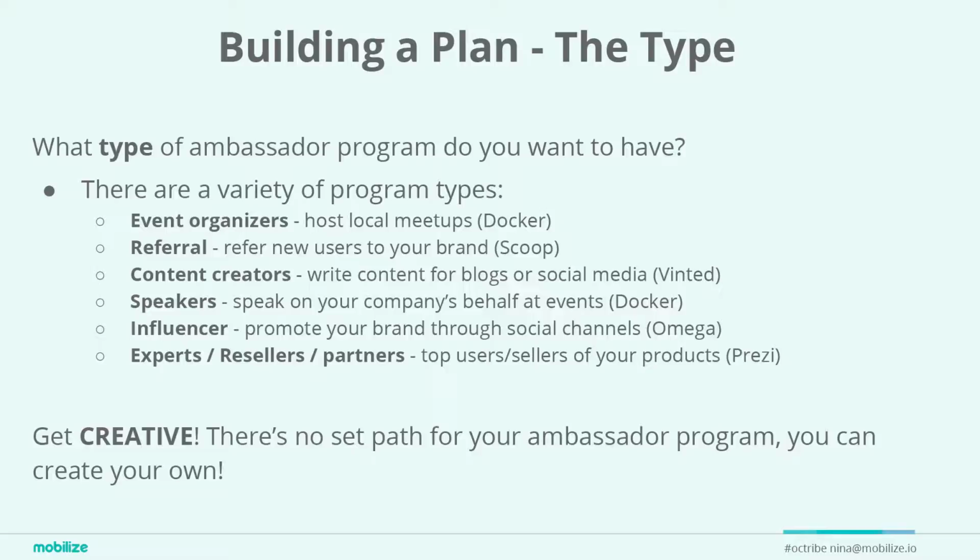So the type. What type of ambassador program do you want to have? There are a variety of different ones you can have, and we've talked about 3 of them so far, between developer relations, referral programs, speakers or influencer programs, or even experts and reseller partners. There's a whole variety of programs that you can pick from. More than likely, you're probably going to have a combination of maybe 2 or 3 of them. You'll pick up elements from each. And as you scale and grow your program, you may even have more than one of these within the same community. For example, Docker actually has 3 or 4 of these.